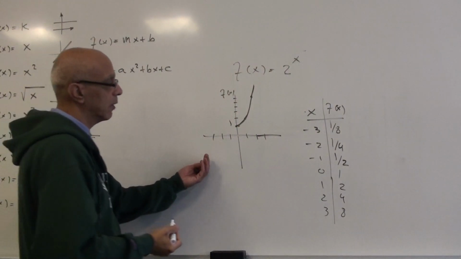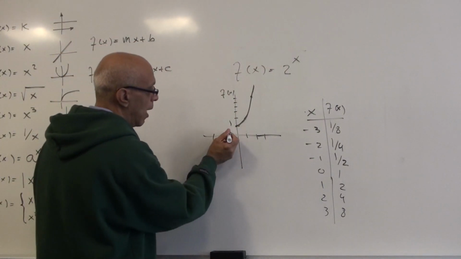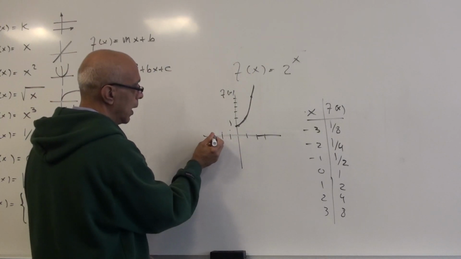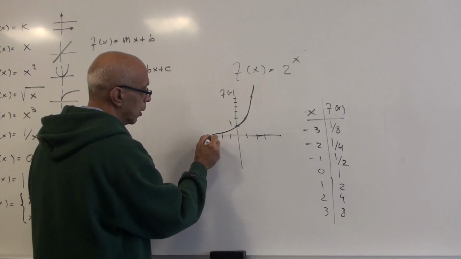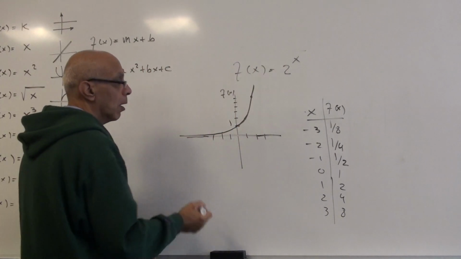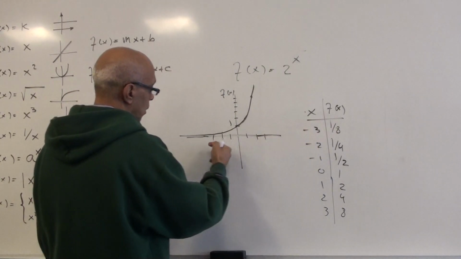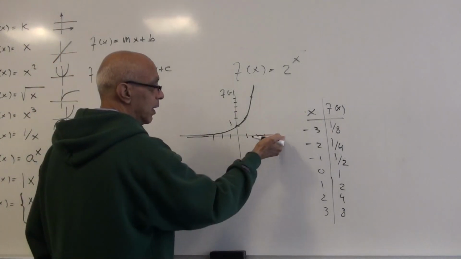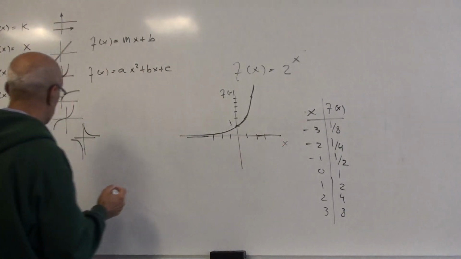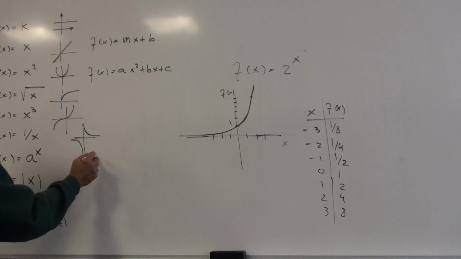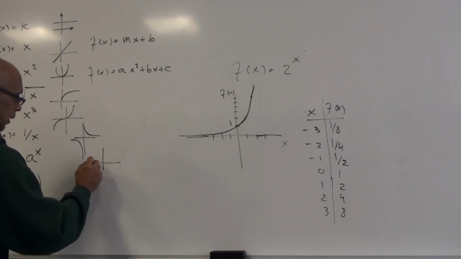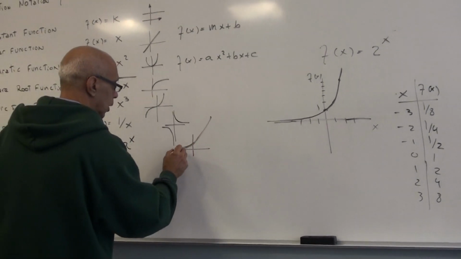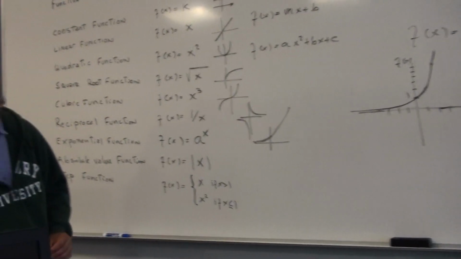Now, to the negative side, when it's -1, it's going to be half. When it's -2, it's going to be a quarter. When it's -3, it's going to be 1/8. So we know this is going to be like this. This number can go very far on the negative side, but will never intercept the x-axis, okay? So the exponential function is going to look something like this. So that is the exponential function.